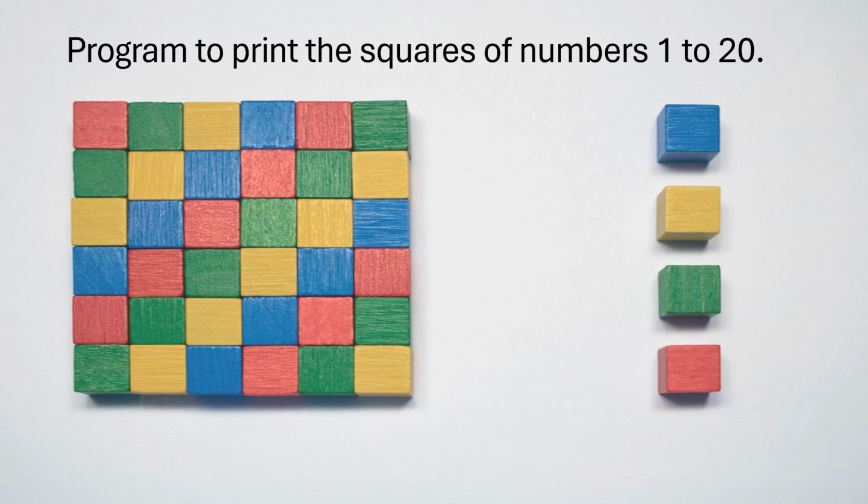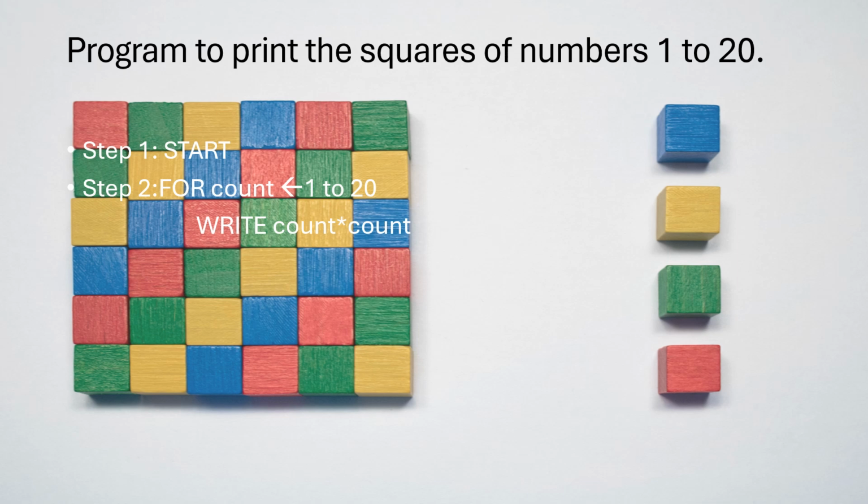Let's consider a program to print the squares of the numbers from 1 to 20. Starting off with the algorithm, step 1 is start, step 2 is for count, which will run from when the value of the variable count is 1, and it will run till the value is 20. So this is actually defining the range of the for count.